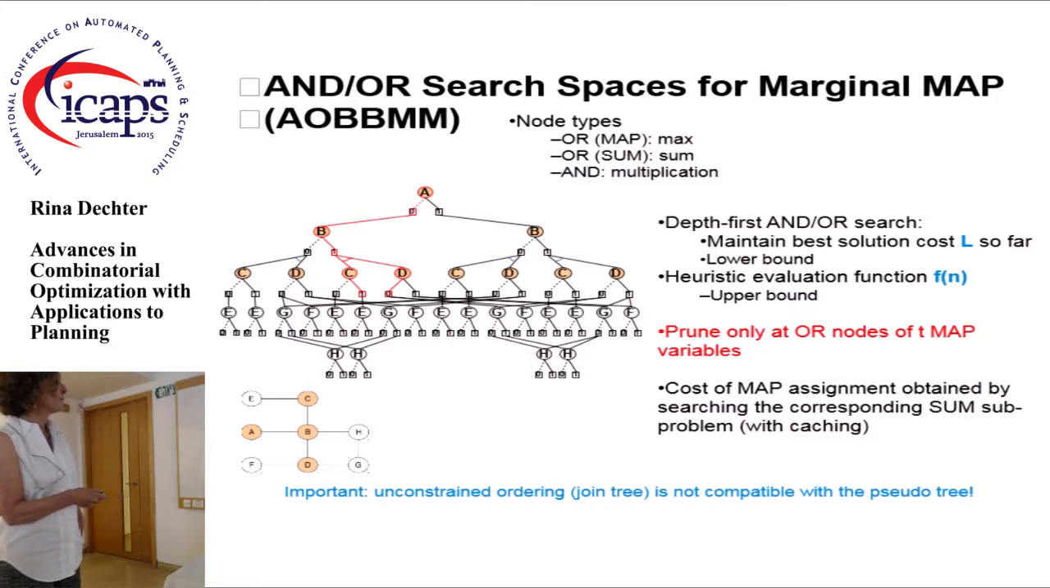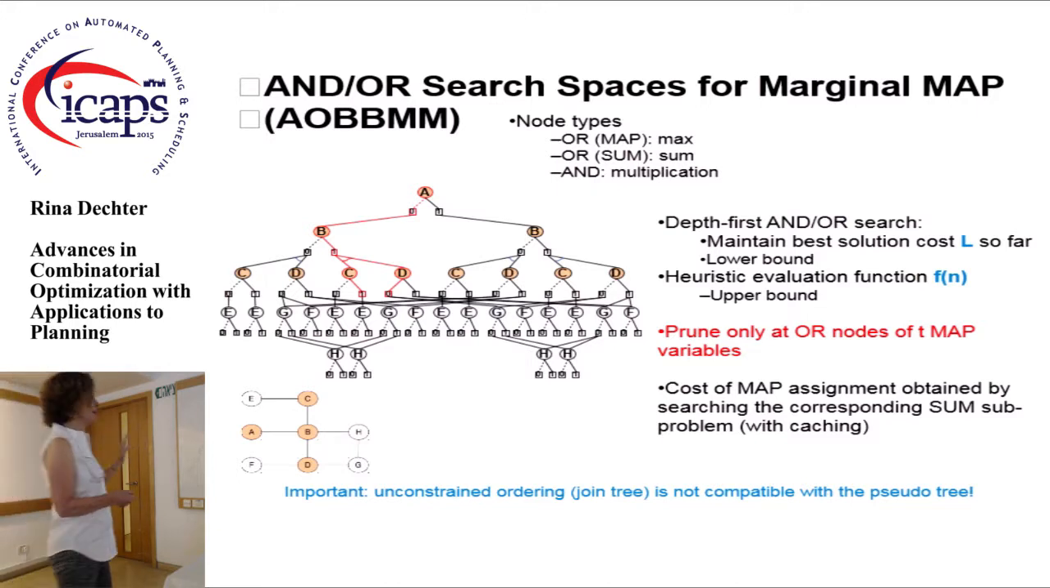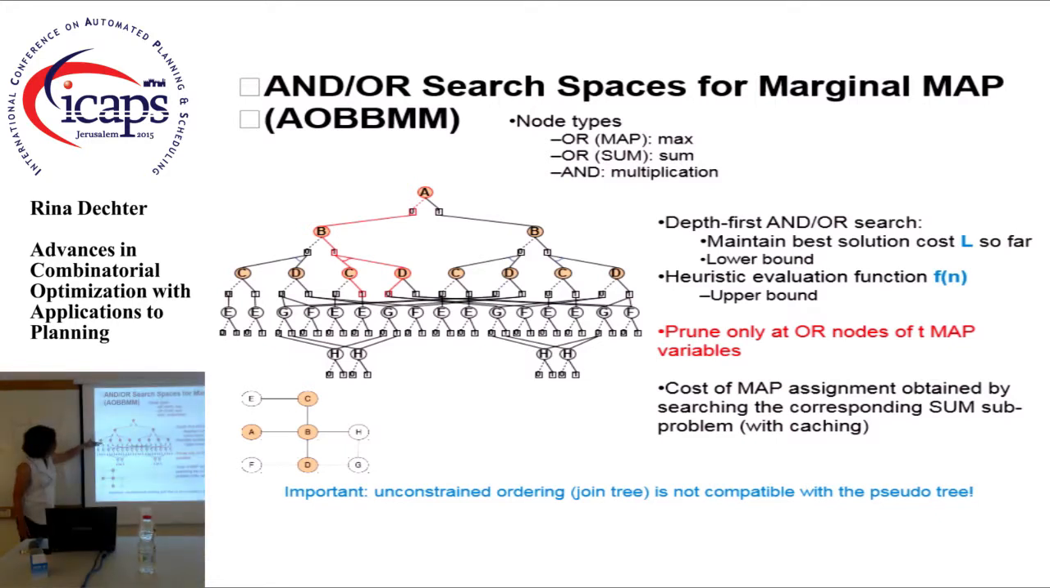So if we are doing depth-first AND/OR search, we maintain the best solution cost so far. It's really tricky and you don't see it at first glance. We have to understand that we are doing search, or branch and bound, only up to this level, because this is where we are doing optimization. From here on, we have to compute exactly in order to know what is the objective function below it. So we are solving exactly the summation sub-problem at this stage.